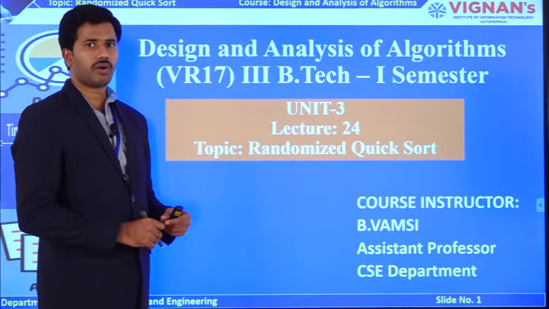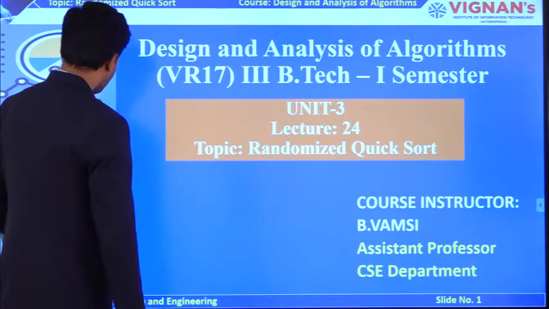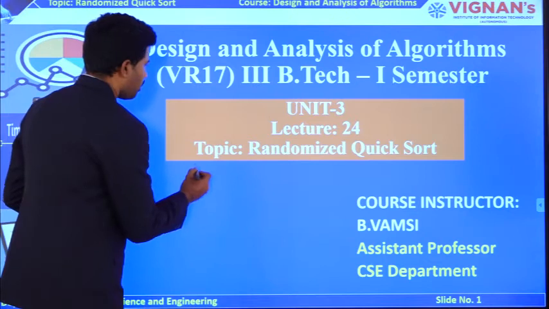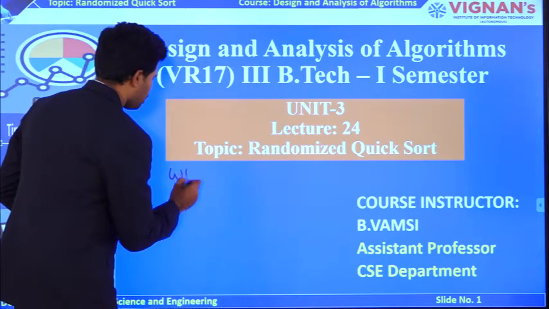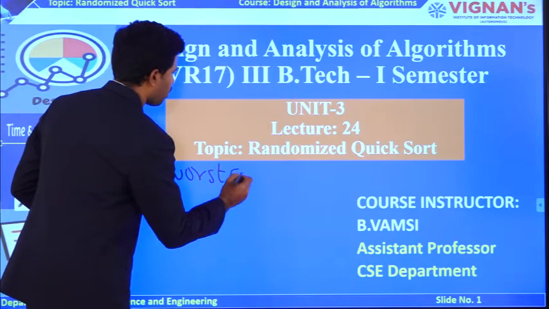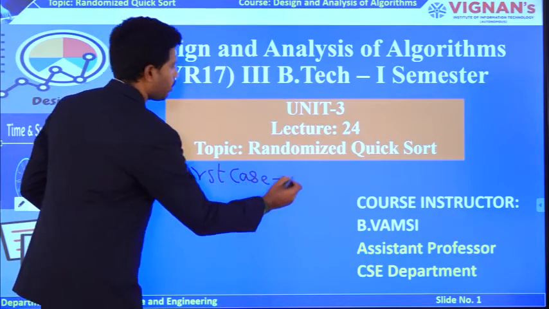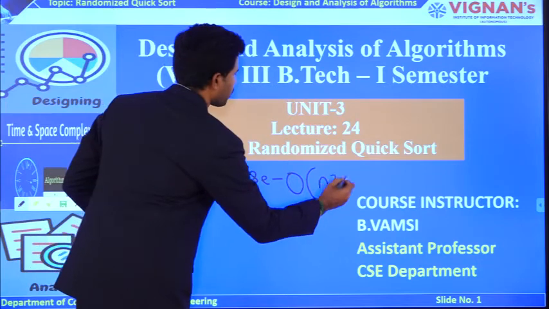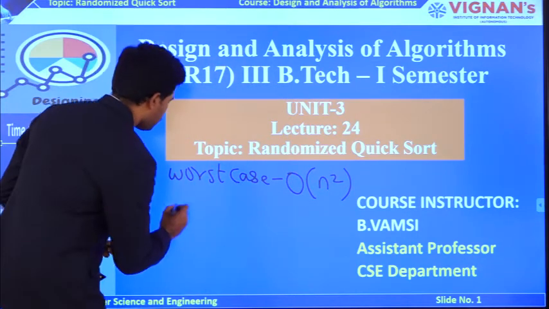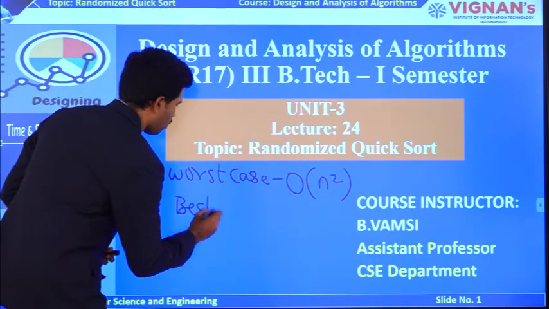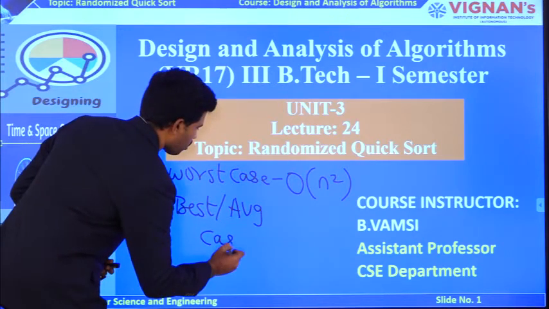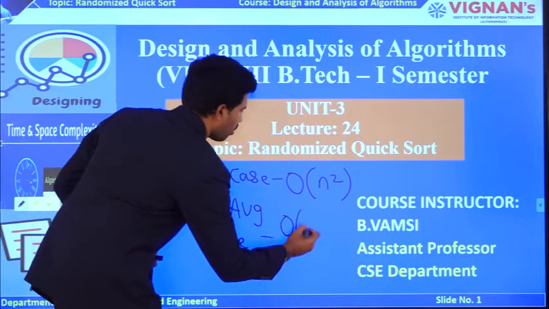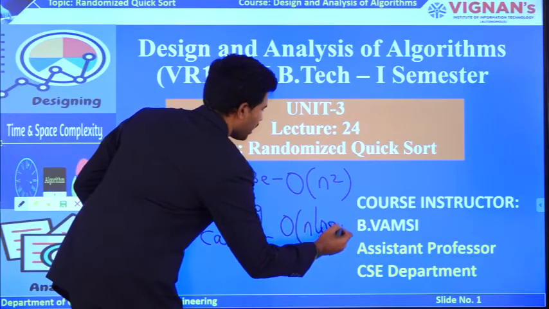Now let us observe why this concept is required. If we observe very carefully in the divide and conquer technique of normal quicksort, the worst case performance is going to be order of n square, and the best or average cases of normal quicksort is going to be order of n log n.